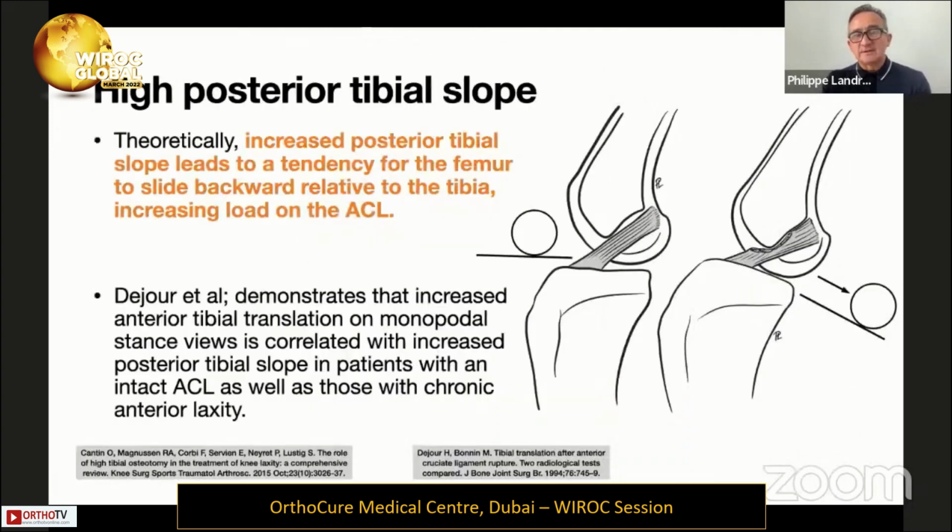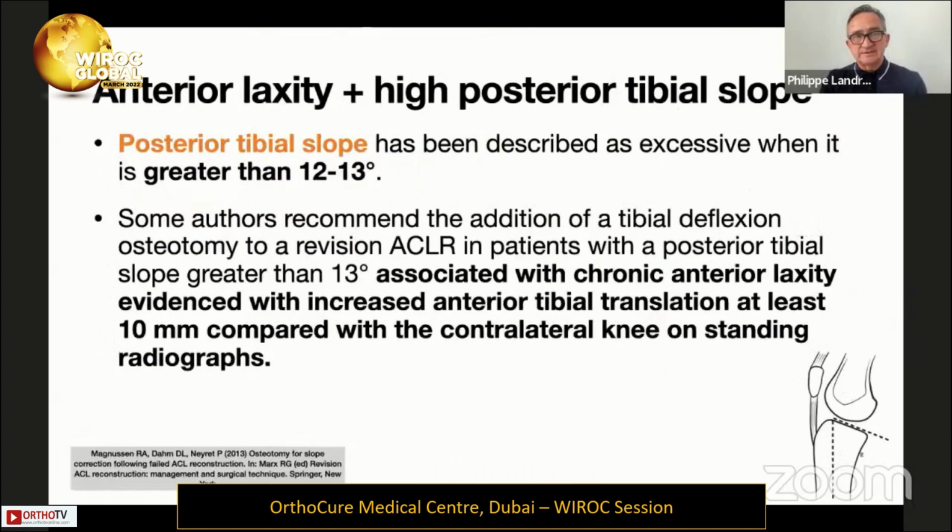And we know that in theory, at least, but it's not only in theory, the increased posterior tibial slope leads to a tendency for the femur to slide backward relative to the tibia, then increasing the load of the ACL. And already in the past, Henri Dejour in France demonstrated that increased anterior tibial translation on monopodal stance views was correlated with increased posterior tibial slope in patients with an intact ACL, as well as those with chronic anterior laxity. So it has an effect on normal ACL or, of course, on deficient ACL.